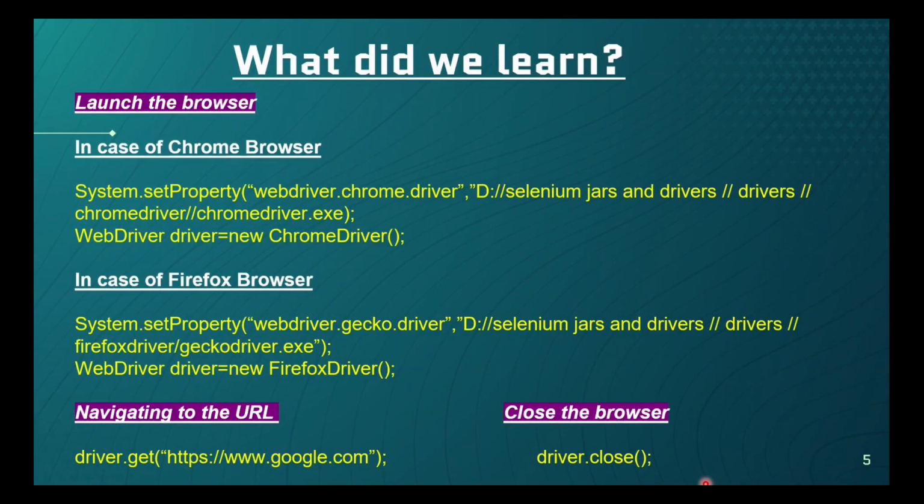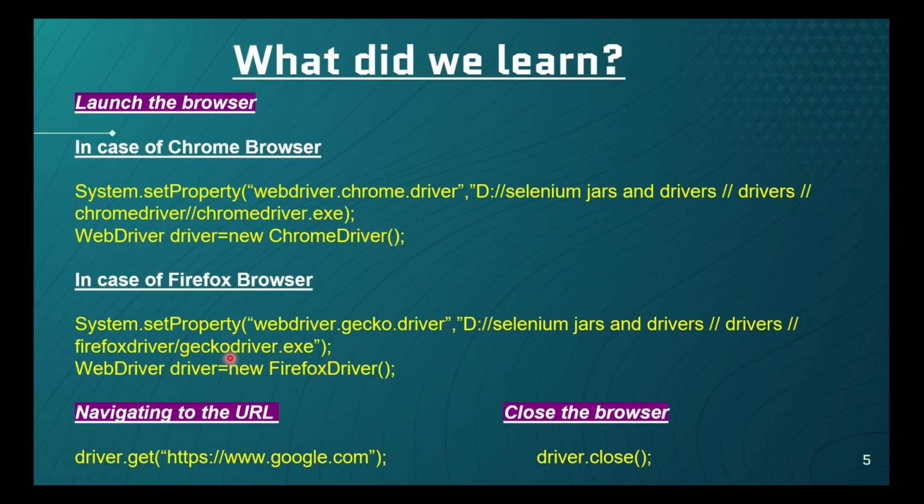So what did we learn? The first thing that we learned is to launch the browser. In case of Chrome browser, how did we do? First we set the property through the System class, that is System.setProperty, in which we need to enter two string values, the string key and the string value. In case of ChromeDriver, the string key is webdriver.chrome.driver, whereas the string value will be the path where our executable file is saved. The next statement is WebDriver driver is equal to new ChromeDriver. Through these commands, it will launch the Chrome browser.